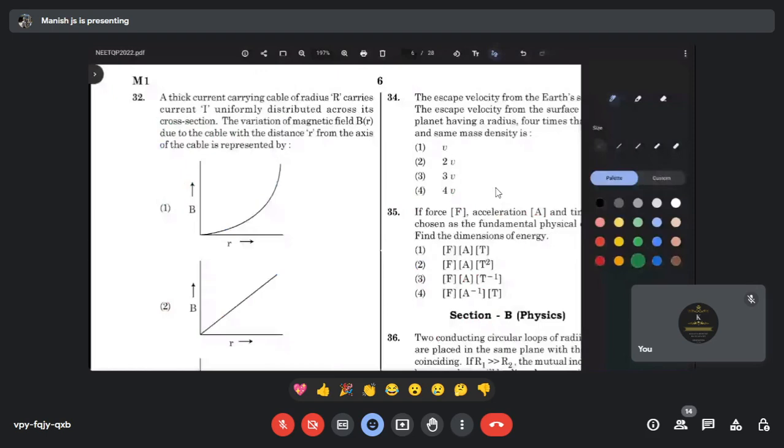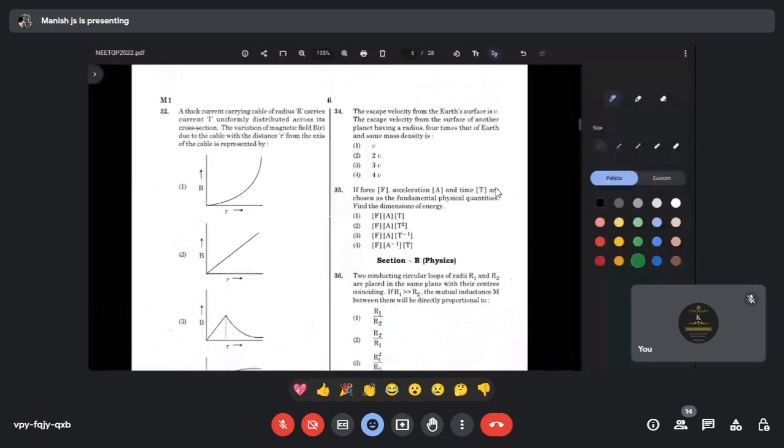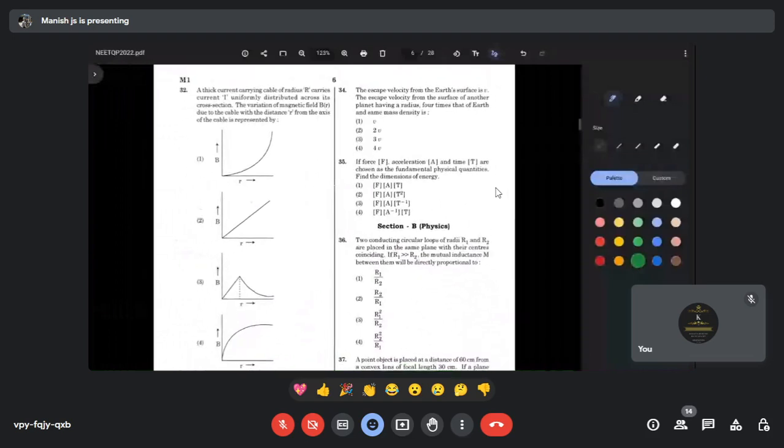So question number 32. Yes. So it's the 4 graph irukku, so I'll make it small. Are you able to read it? The question number 32. I've reduced the size. I've minimized the window. Okay, fine. So one of you can read question number 32 if possible. Otherwise, I will read: a thick current carrying cable of radius R carries current I uniformly distributed across its cross section.